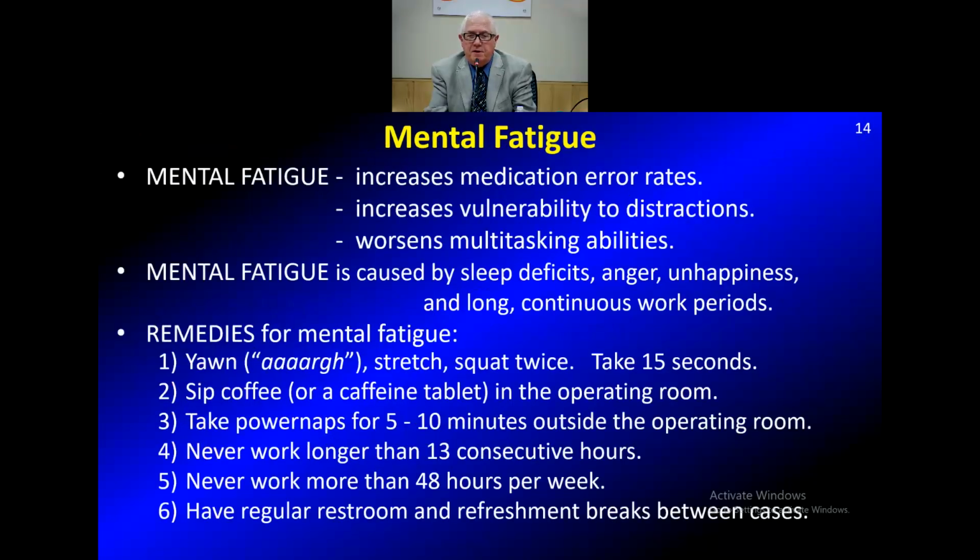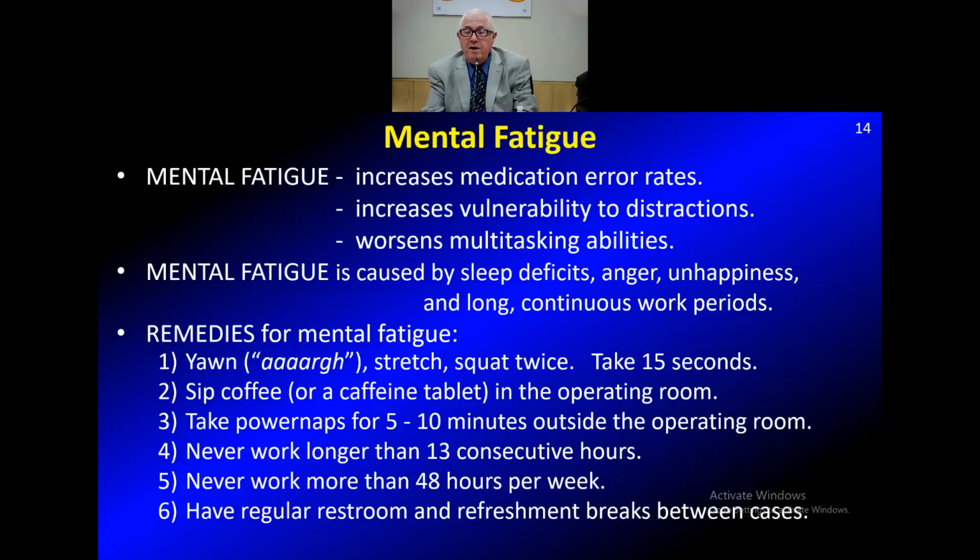Mental fatigue increases error rates, and it's caused by sleep deficits, anger, emotional disturbances. And there are a couple of remedies you can apply for mental fatigue. The one is yawn. Yawn loud. Stretch out and strain your hands as you stretch, and then squat twice. You'd be amazed how much that 10-second little exercise will perk you up at 2 o'clock in the morning.